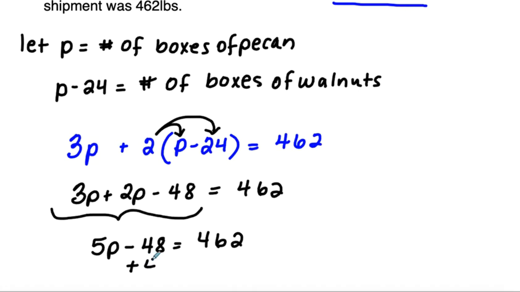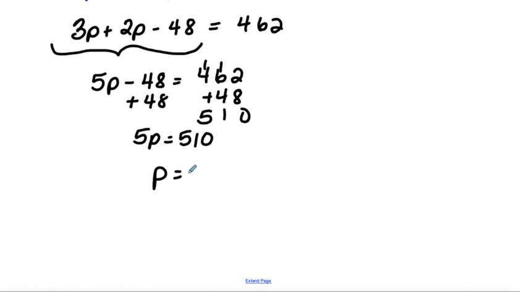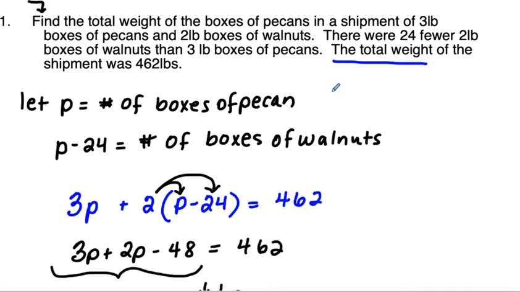I'm going to add 48 to both sides. And we get 5P equals, what is that, 510? So 510. So P equals 102. So there were 102 boxes of pecans. And that's all it asked for, so we're done there.